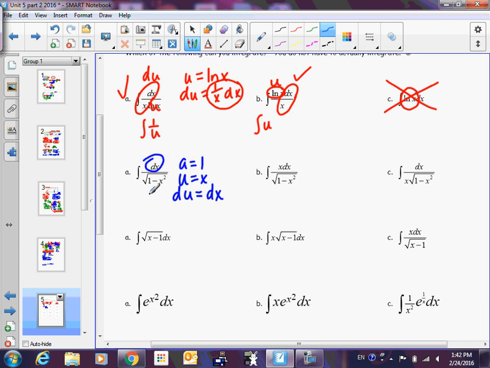So this whole thing's taken care of. This whole thing's taken care of. So this would be the Arcsin problem. And we're going to practice some more of this inverse trig later. But right now we're just identifying what type of problem. These are not going to be Arcsin. See how there's an x in the problem? On b it's in the numerator, on c it's in the denominator.